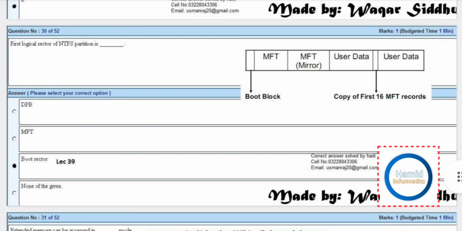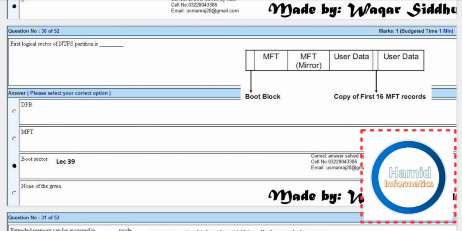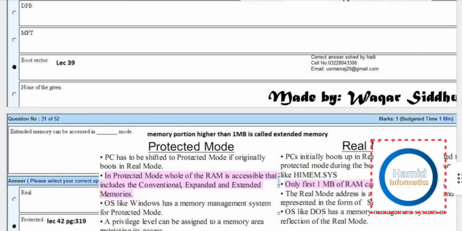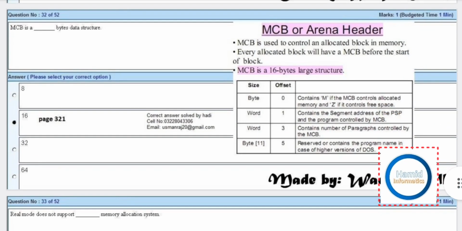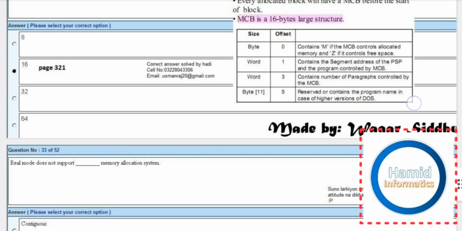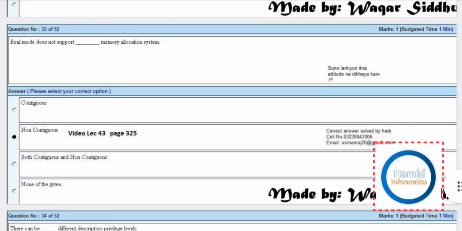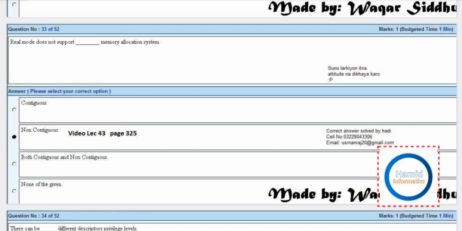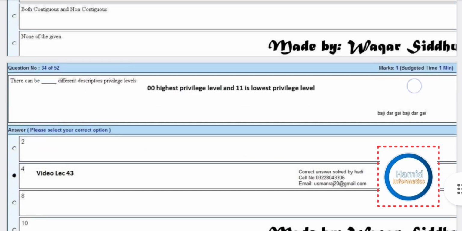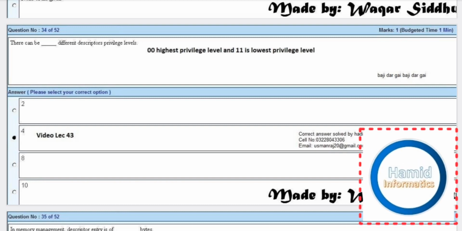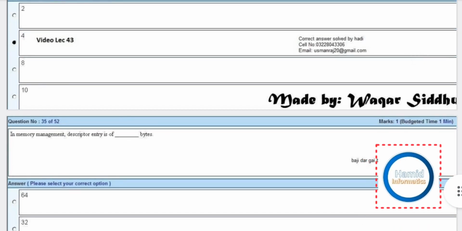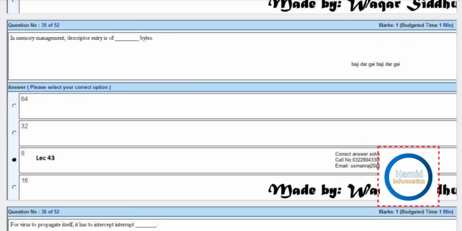Next is first logical sector of NTFS partition is dash, and the answer is boot sector. Extended memory can be accessed in dash mode, and the answer is protected. MCB is a dash byte data structure, and the answer is 16. Real mode does not support dash memory allocation system, and the answer is non-contiguous. There can be dash different descriptor privilege levels, and the answer is 4.